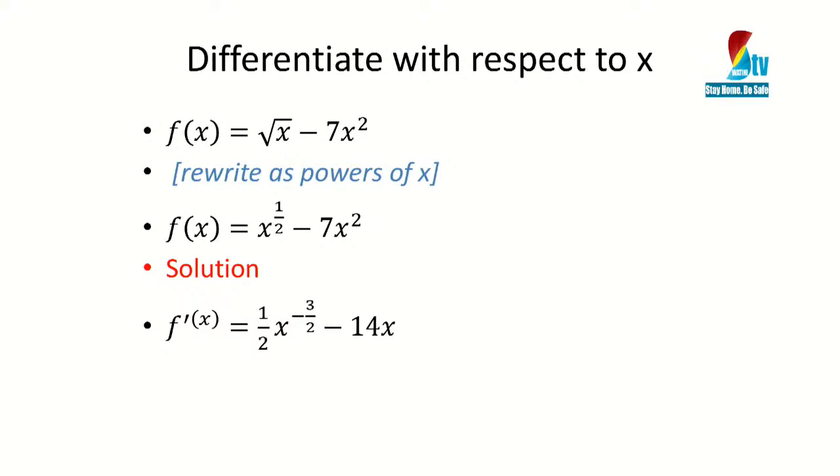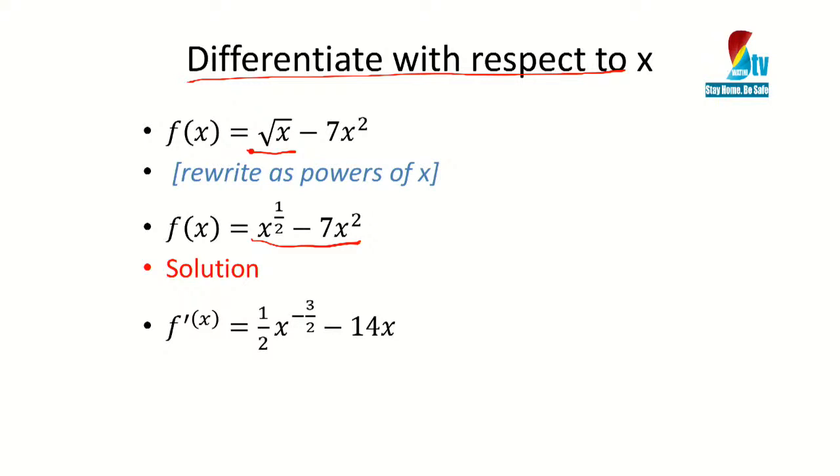Let us proceed. Here now is another function that we are asked to differentiate with respect to x. So again, the first thing is to rewrite the function so that we have powers of x. We know that a square root in indices is the same as x raised to the power 1 over 2 minus 7x squared. So when we have written this in that form, we then differentiate.